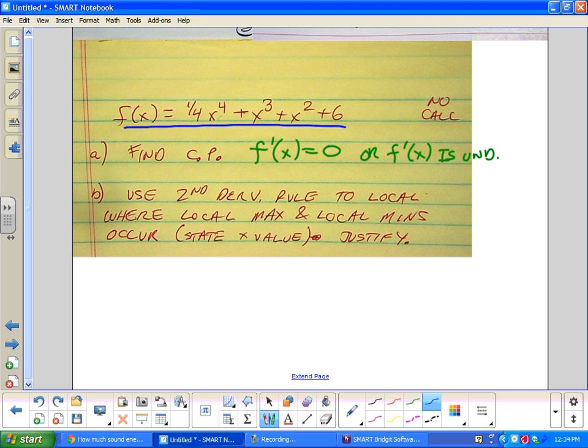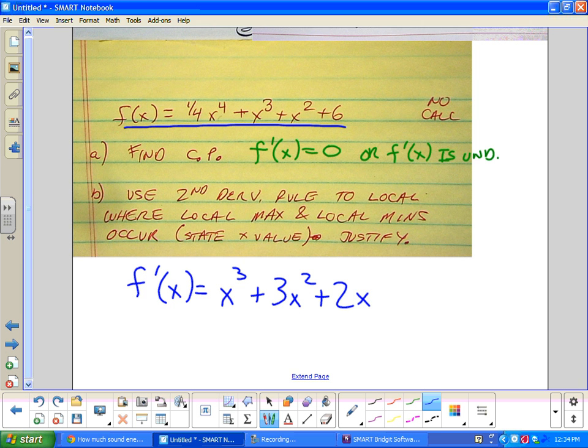It's a polynomial. So we take the derivative using the power rule. 4 times the fourth is 1. We reduce the power of 4 to 3, so we get x cubed. The derivative of x cubed is 3x squared. The derivative of x squared is 2x.